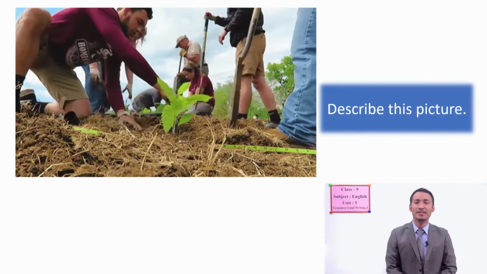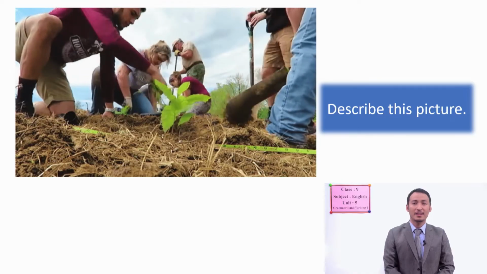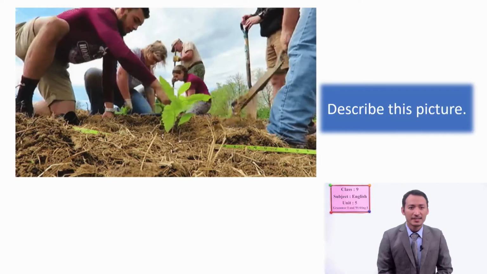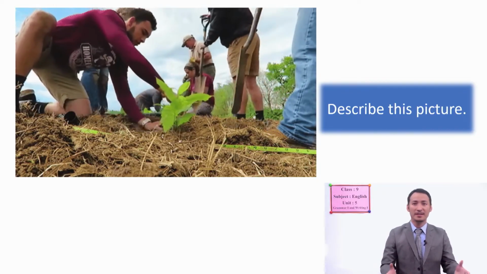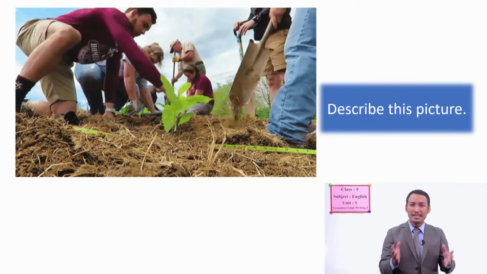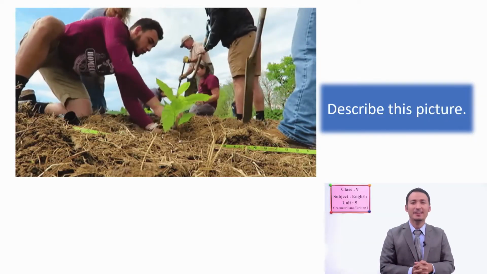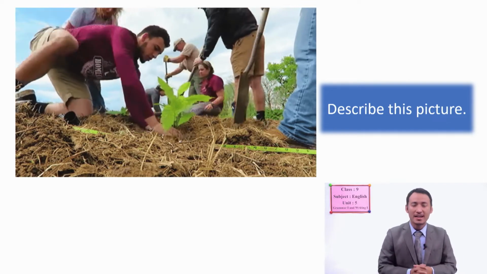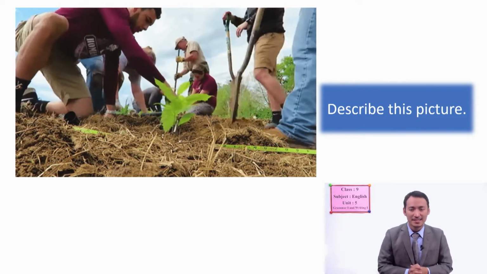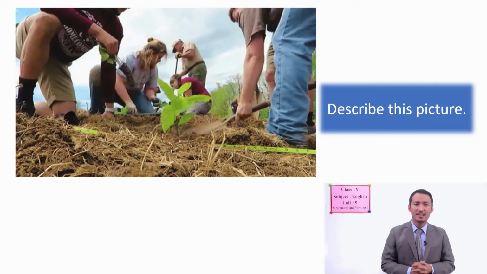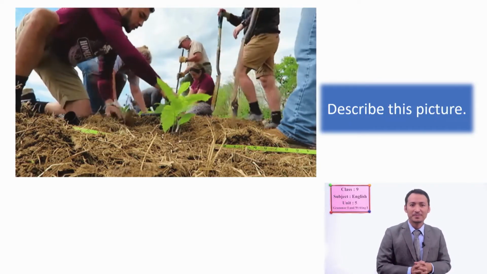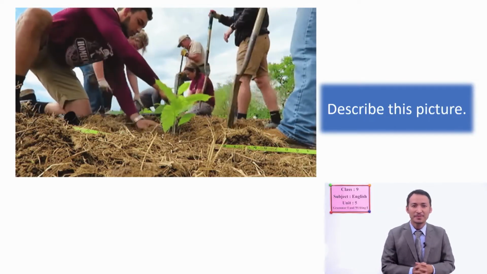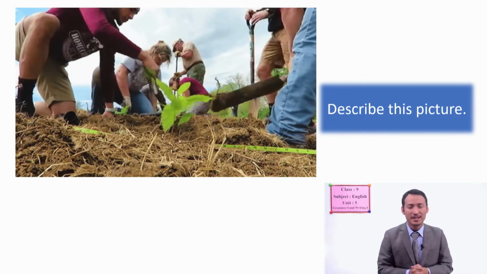Can you describe this picture? Yes, you are right. They are digging the field. They are planting the plants, and they are doing different field work. They are working in the field, right? Yes, you are right. So how many people are there? Almost 7, 8. You can count them. And they are working together, right?